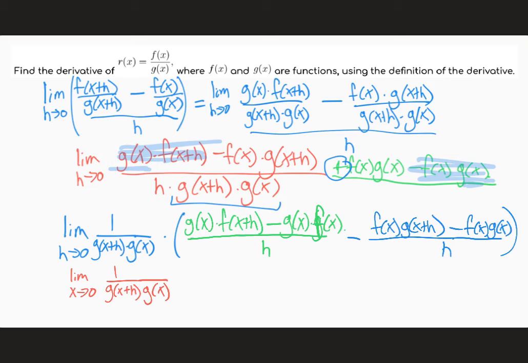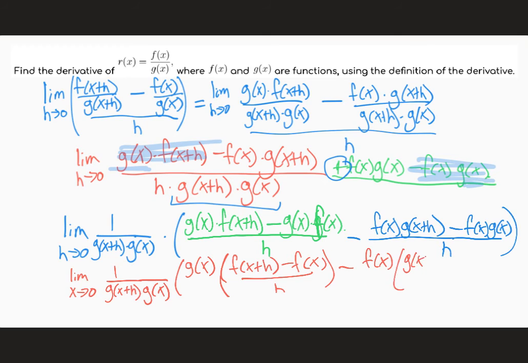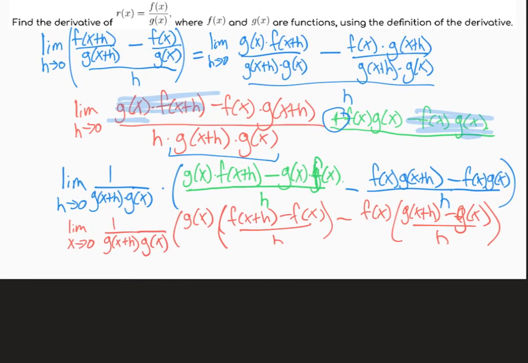I'm going to factor out a g of x. And I'm left with, unsurprisingly, f of x plus h minus f of x over h, which should look really familiar at this point. I'm going to factor f of x out of the next one. And I end up with g of x plus h minus g of x, also over h, and that should also look really familiar. Let's slide this up a little bit and look at what we have.